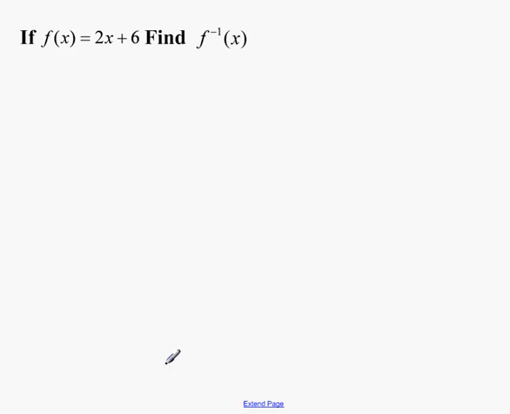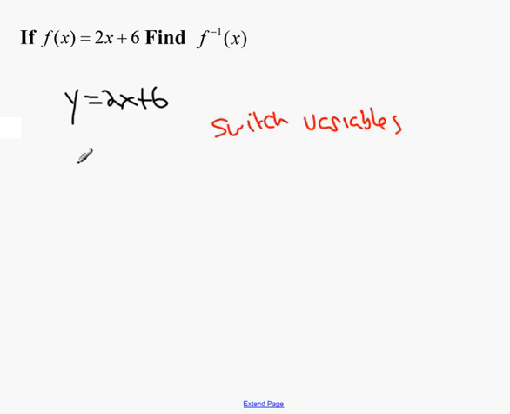Okay, so here's another example. If f of x equals 2x plus 6, find the inverse of f of x. So I'm just going to write this as y, and I'm going to say y equals 2x plus 6. Switch the variables. And we are going to get x equals 2y plus 6.